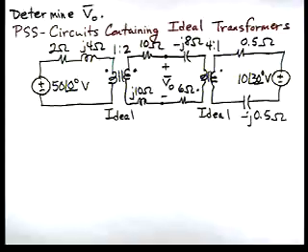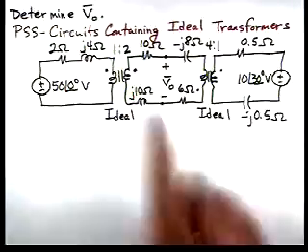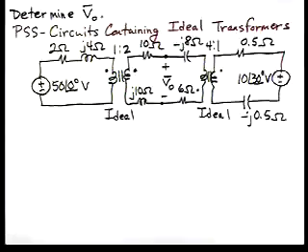In this problem, we're going to determine the voltage V0, and you can look and see where V0 is labeled at this point in the circuit. We've got two ideal transformers. As a result, we're going to use our problem-solving strategy entitled Circuits Containing Ideal Transformers.